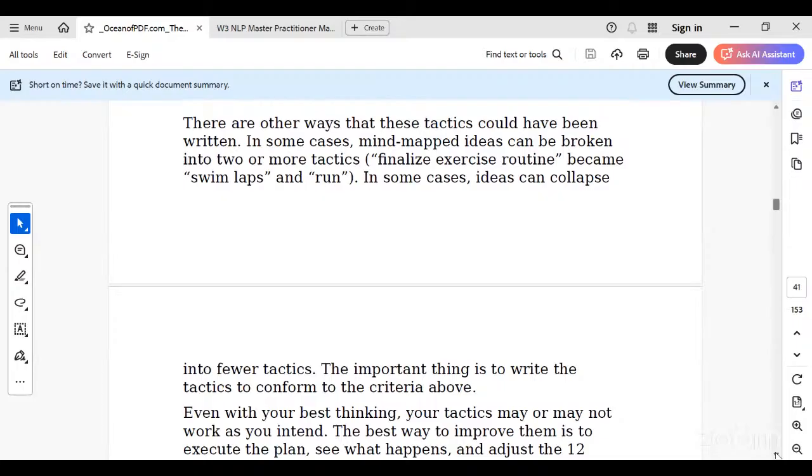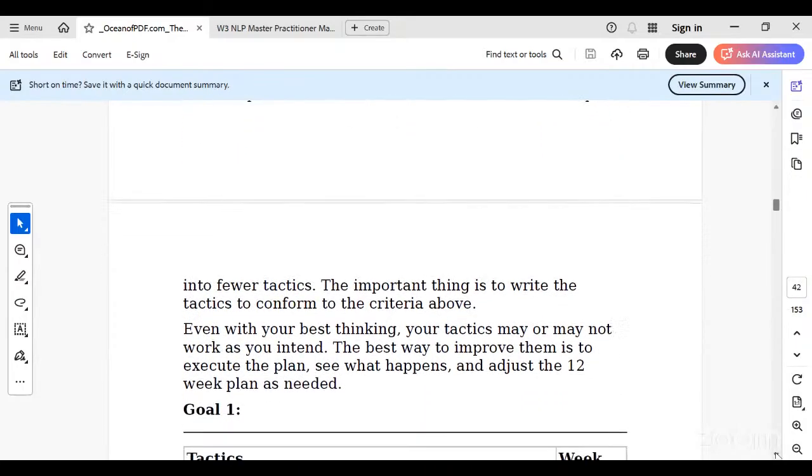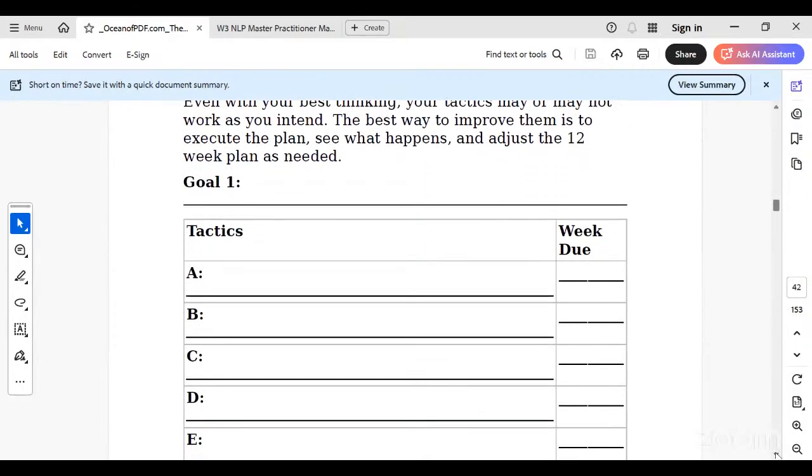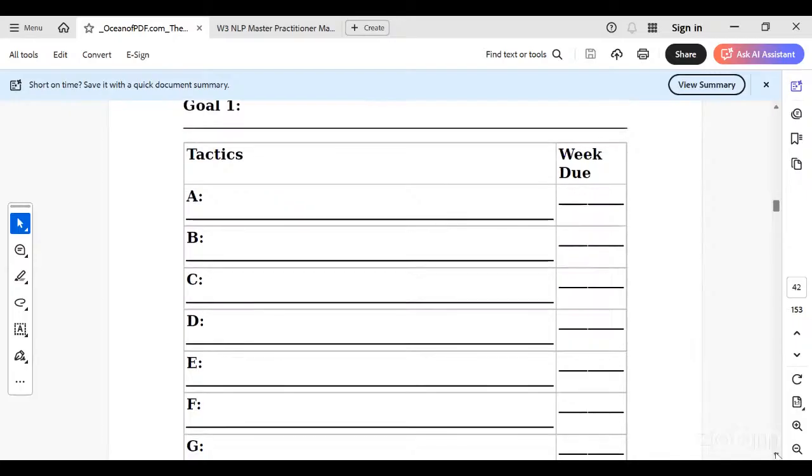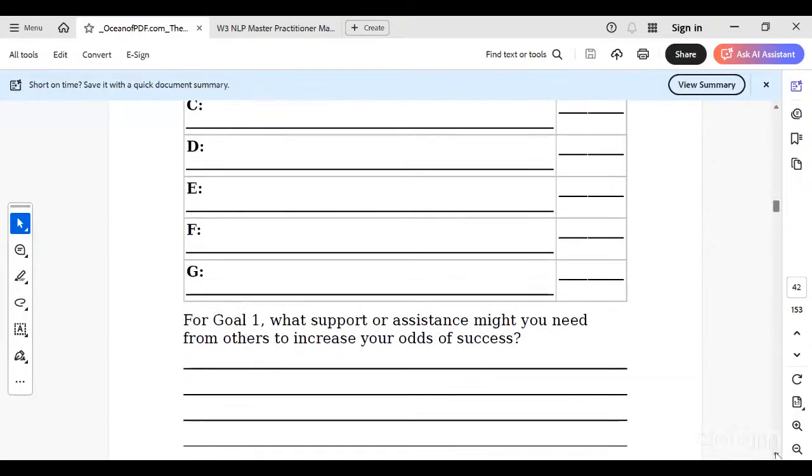Even with your best thinking, your tactics may or may not work as you intend. The best way to improve them is to execute the plan, see what happens, and adjust the 12 week plan as needed. Tactics A, B, C, D, E, F, G, and the week due. Week due is to the right side.